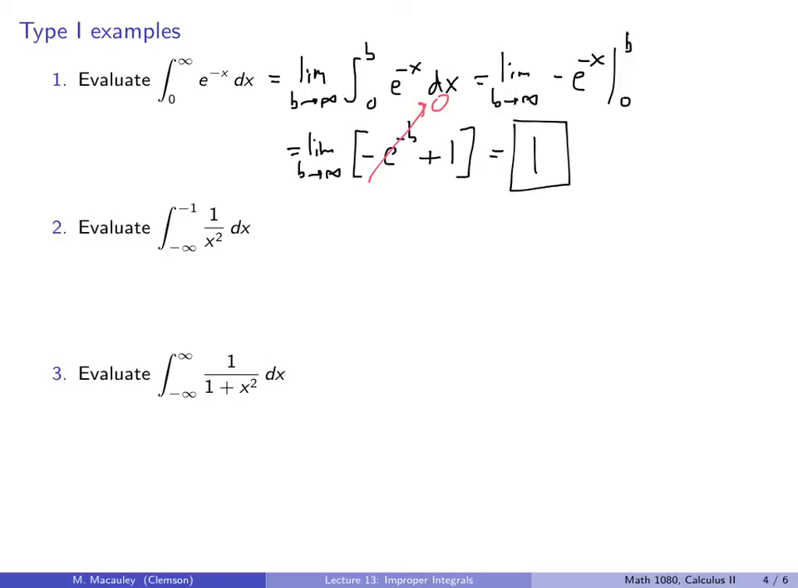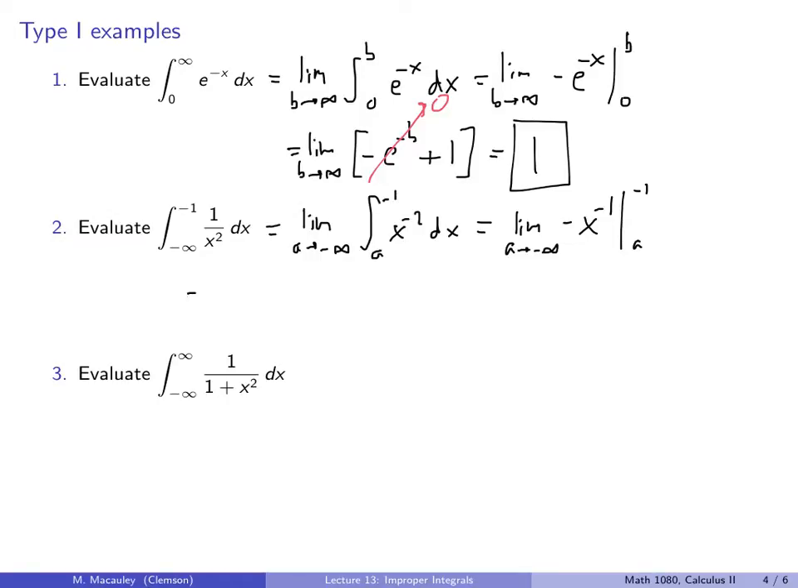The next one, let's compute this integral. This is defined as the limit as a goes to negative infinity of, I always like to write this as x to the negative 2 dx. So this is the limit as a goes to negative infinity of x to the negative 1 divided by negative 1. So that's negative x to the negative 1 from a to negative 1. Oh, I forgot to put my limits over here. So this is from a to negative 1.